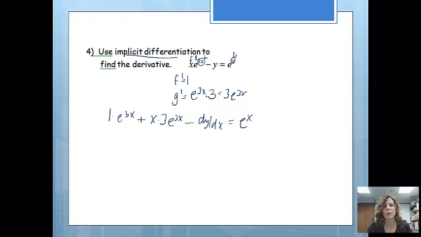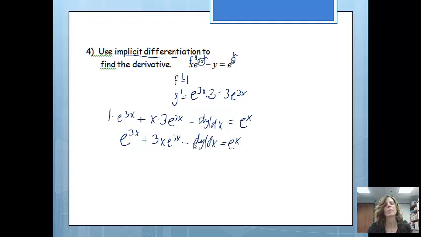If I wanted to replace this with u, notice the derivative of x is just 1, so I don't really need to write times 1. Okay, cleaning this up just a little bit before we simplify. This is going to be e to the 3x plus 3x e to the 3x minus dy dx is equal to e to the x.